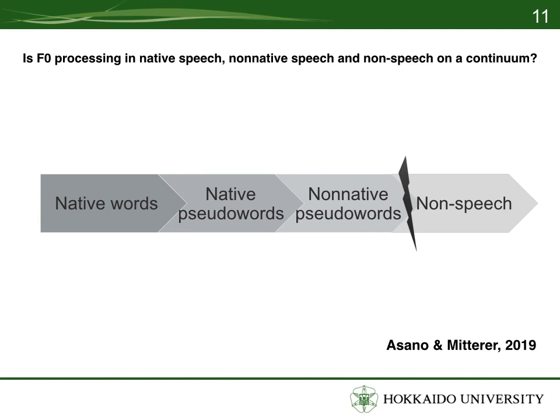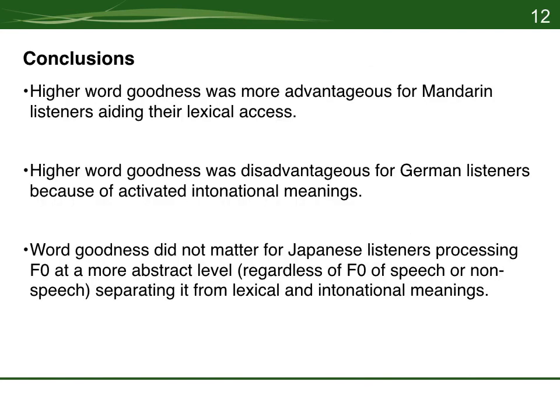For Japanese listeners, the word goodness did not influence their performance, suggesting that they may have separated segmental and F0 processing from each other, and processed F0 at a more abstract level regardless of whether it was speech or non-speech. These are our conclusions. Higher word goodness was more advantageous for Mandarin listeners, aiding their lexical access. Higher word goodness was disadvantageous for German listeners because of activated intonational meanings. Word goodness did not matter for Japanese listeners, who processed F0 at a more abstract level, separating it from lexical and intonational meaning.